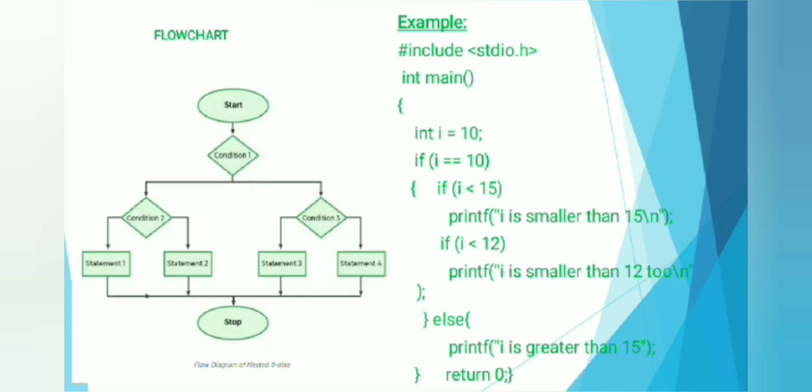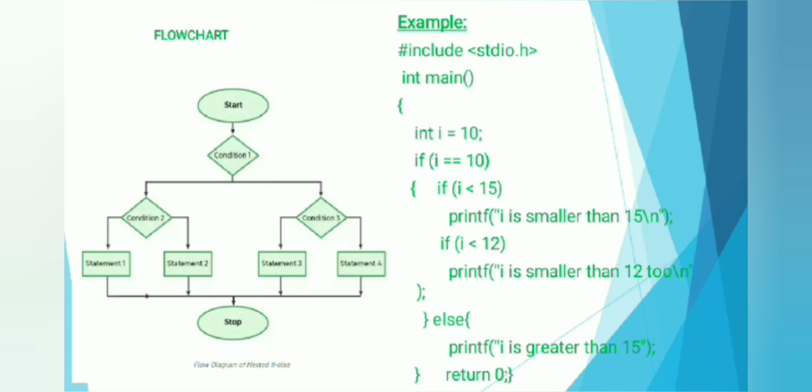Okay, so see the flow chart. Here condition 1 is there. Within this condition there are two conditions, condition 2 and condition 3. So one if has more than one if within it. So this is called nested if. Let's see an example, same example.